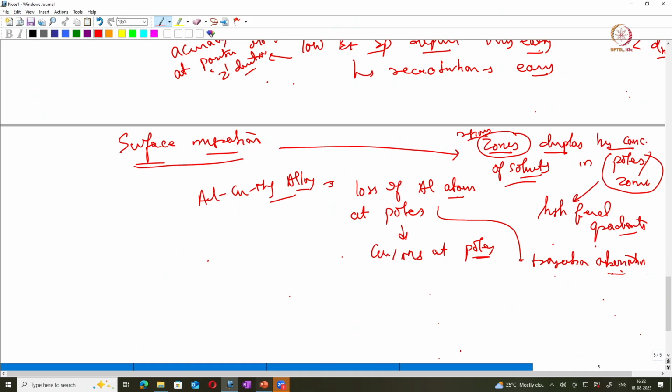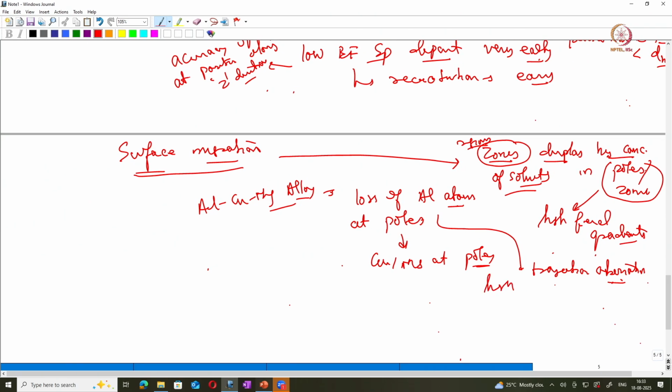Okay, so this might lead to a composition which can be seen as a higher concentration at the poles. The copper and magnesium atoms present in that are actually less affected by the trajectory aberrations. So this is related to your surface migration.